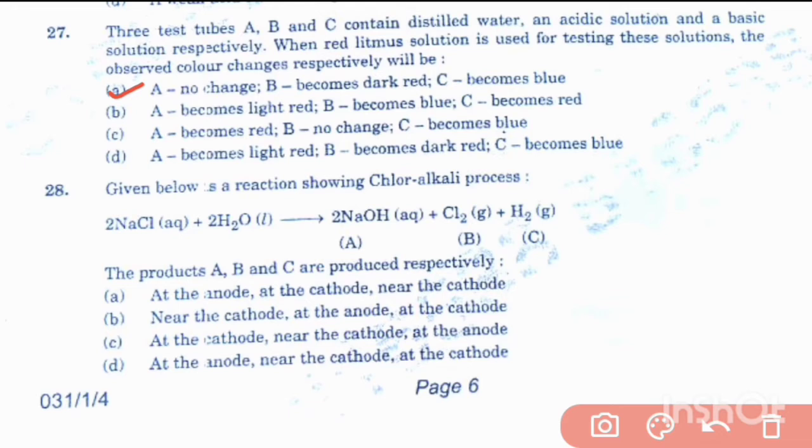Options are given. Option number A, at the anode, at the cathode, near the cathode. Option number B, near the cathode, at the anode, at the cathode. Option number C, at the cathode, near the cathode, at the anode. Option number D, at the anode, near the cathode and at the cathode. So the correct answer is near the cathode, at the anode and at the cathode. So this is question number 28.